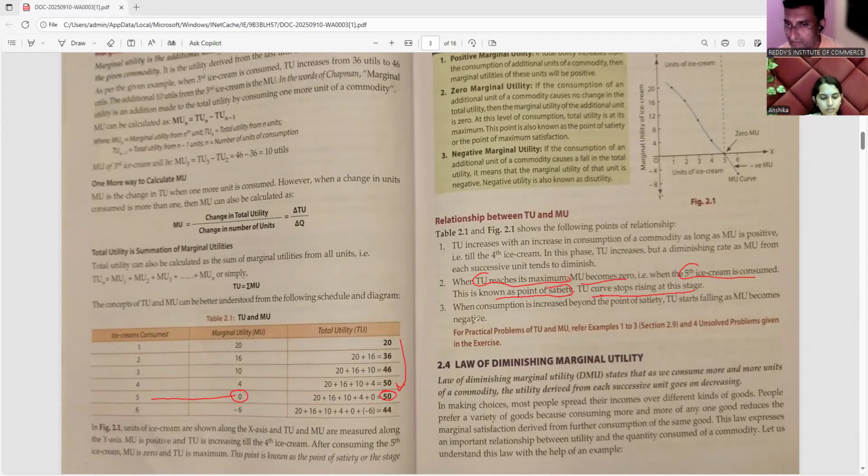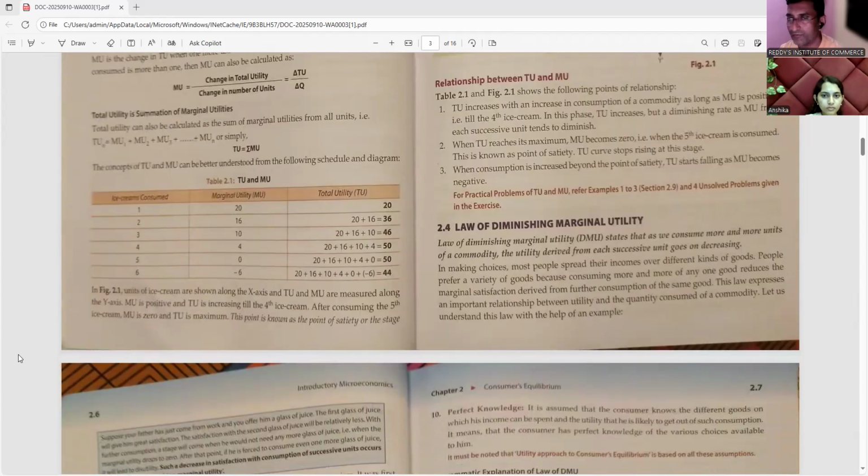Then another situation: when consumption is increased beyond the point of satiety, TU starts falling as MU becomes negative. So TU becomes negative after the satiety level. This is the relationship between the TU and MU. This is most important from the point of view of examination. Most of the time the examination will ask: what is the relationship between the TU and MU? In this case, you can write down these three points only.